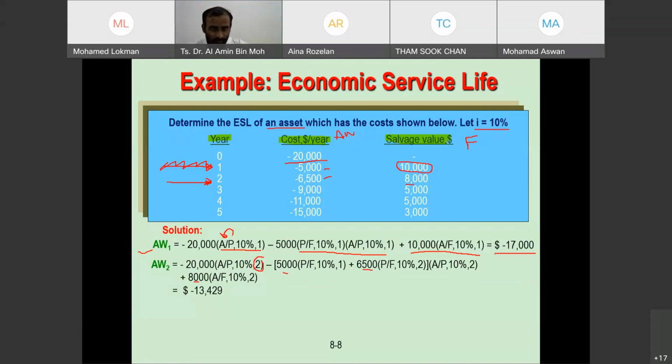It is for year 1. Yes. What will happen if you use it? It's going to be wrong. The salvage value is at the end of the year that we are analyzing. So in this case, n is 2. So we are just ignoring this.